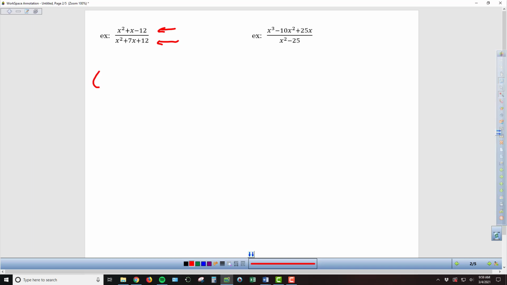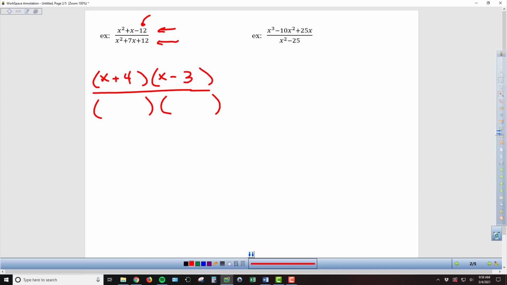So up in the top, I'm going to set up two sets of parentheses. On the bottom, I'm going to set up two sets of parentheses and use my reverse FOIL to factor these. So for the top, I'm going to have x, of course, as the first piece in each set of parentheses. I'm multiplying to make a -12, so I need a positive and a negative. And I need to multiply to make -12, but add to make 1. So the two numbers are going to be 4 and 3.